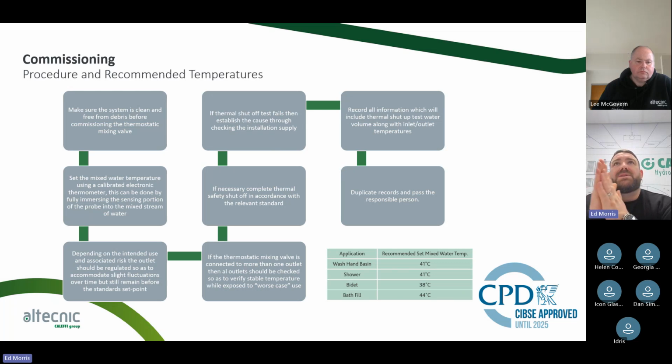If necessary, complete thermal safety shut-off in accordance with the relevant standards. So carry out your thermal shut-off. There's a lot of talk around thermal shut-offs and what's permissible. Some people think it should be shut off completely. Some people say it's a Coke can's worth of water. Some people say it's an egg cup. There are multiple different rumours. It is written into each individual standard what it should be.